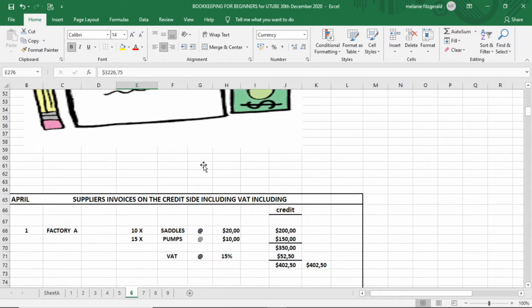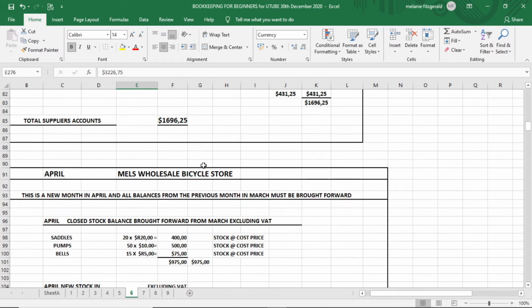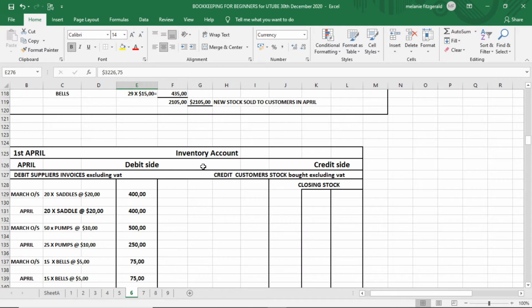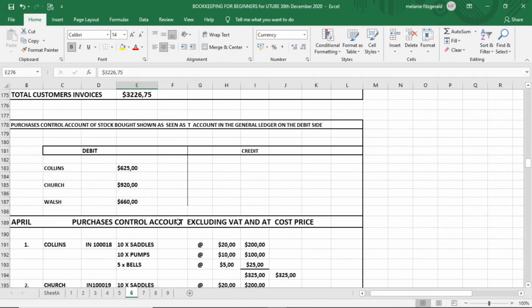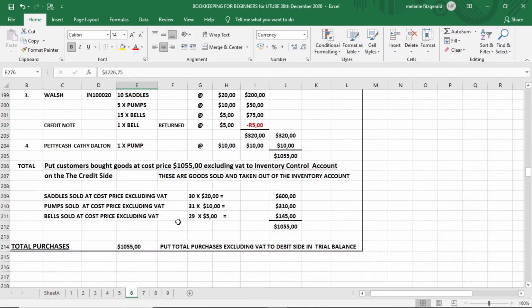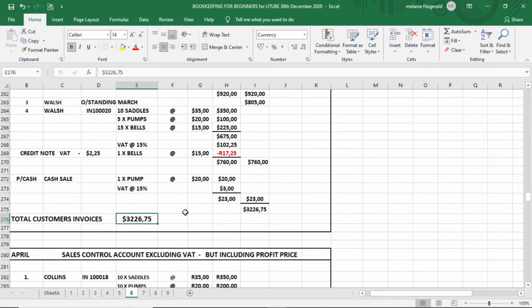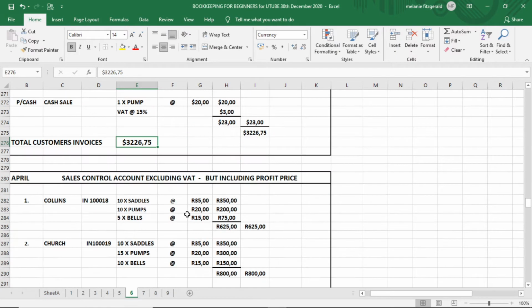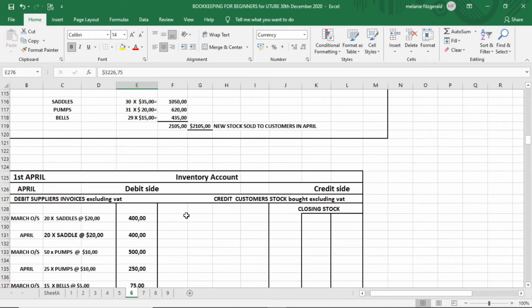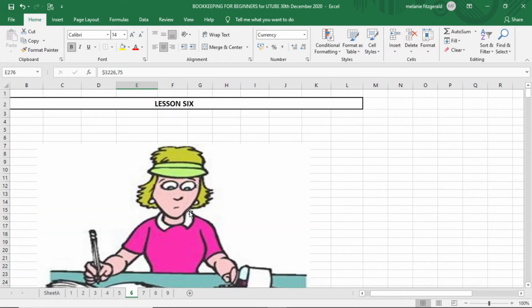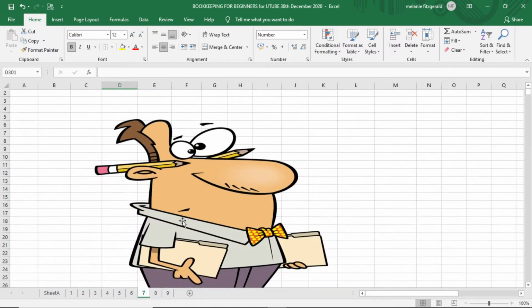In lesson six, we brought forward March's balances, and we also went and did an inventory count for April. And with March's balance brought forward, we did the customers' invoices, which we got. We did a purchases control account. We then filled out the inventory account, and we also did a sales control account. So if you want more detail on that, I suggest you go watch it, because it leads into this lesson. All right, so let's get started with seven.